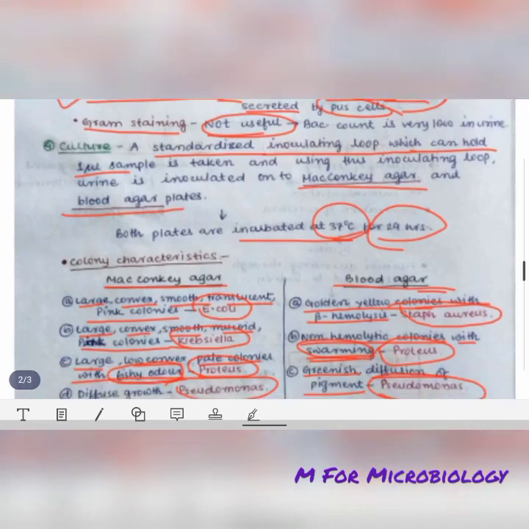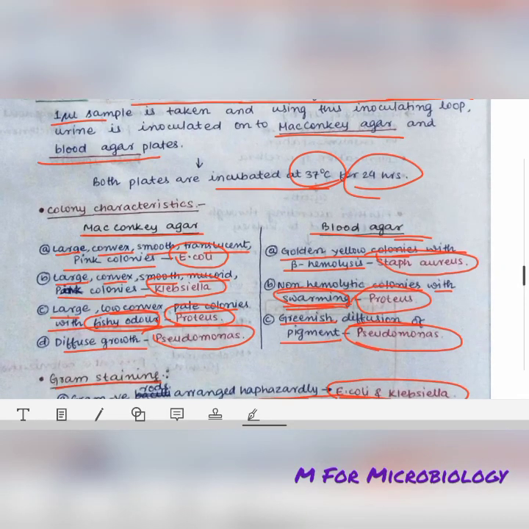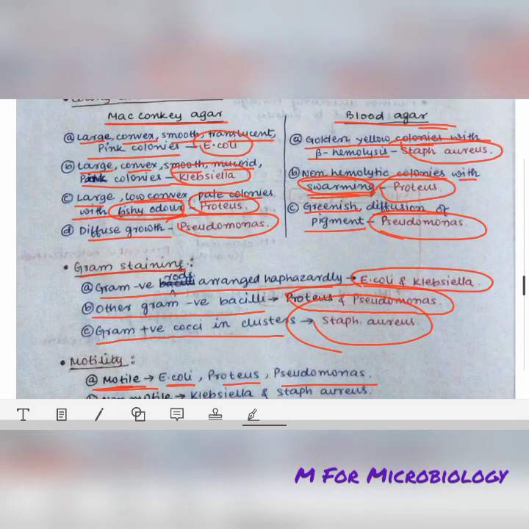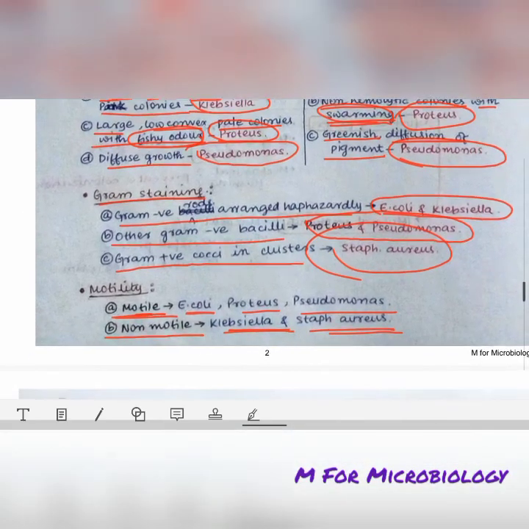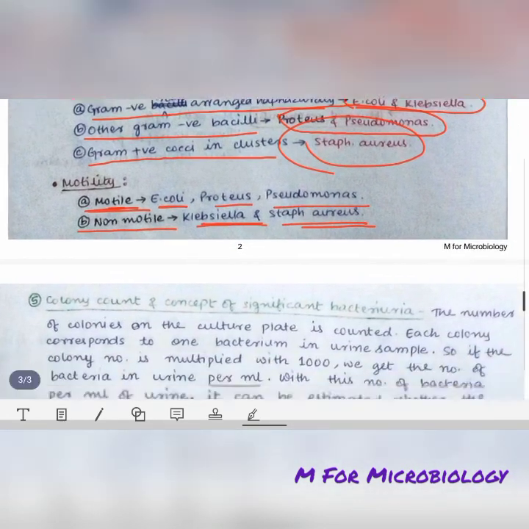So this part is done. These are the things we do with the culture. We first inoculate the culture media, incubate it, then describe the colony characteristics, and based on the colony characteristics we get a clue about the bacteria. Then we do the Gram staining, by which we find the characteristics of the bacteria. By motility also we get a clue about the bacteria.